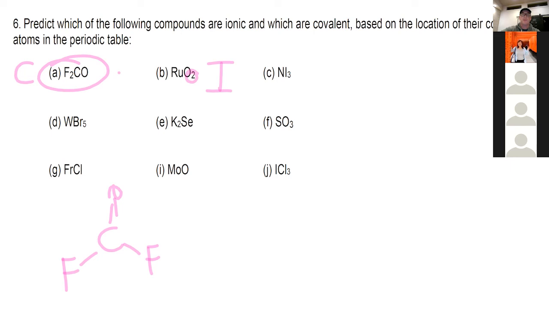So what about number C? Letter C. Ionic or covalent? Covalent. Right, there's no metals there. So what would we call that? Nitrogen triiodide. Triiodide. Yep.